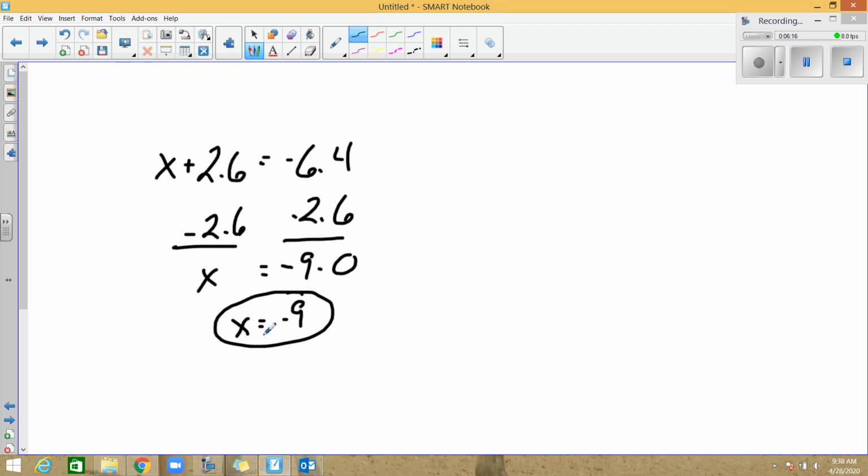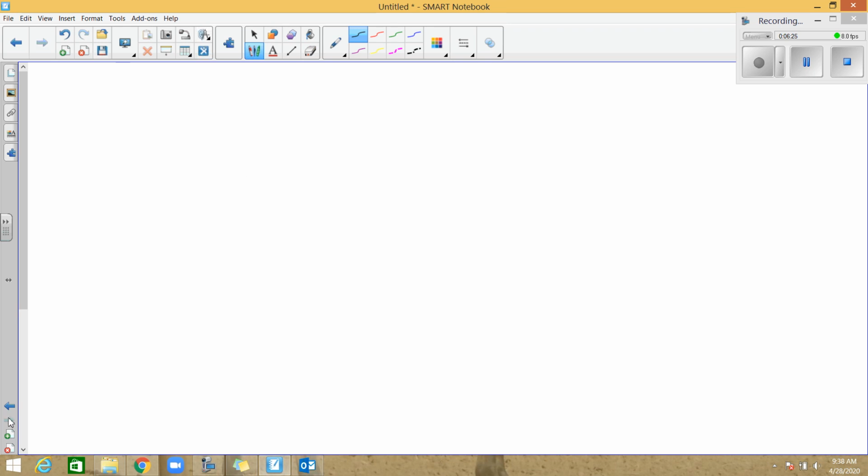So remember, we still have to apply our rules for fractions. We still have to apply our rules for decimals when combining like terms or adding, subtracting. Let's do one more. Let's go: 13x minus 10 is equal to 14x minus 8.